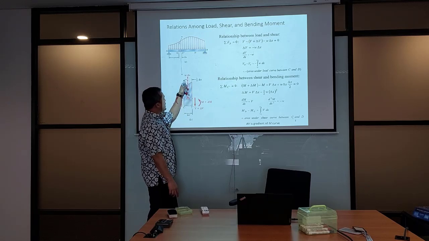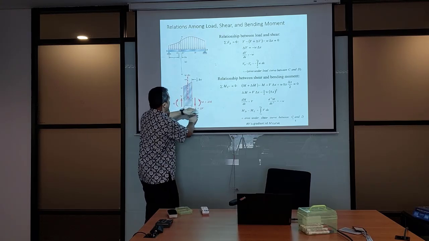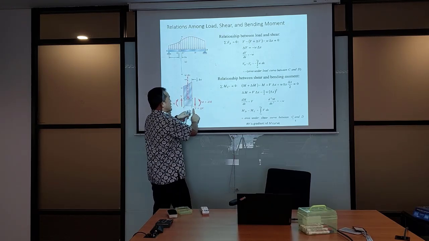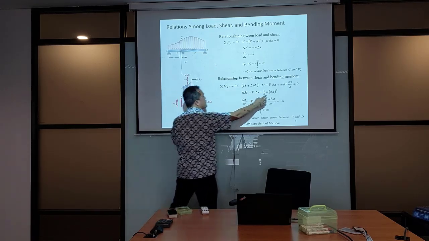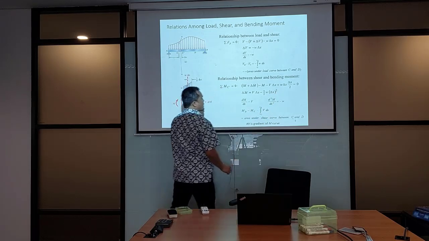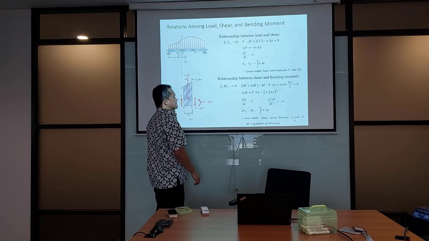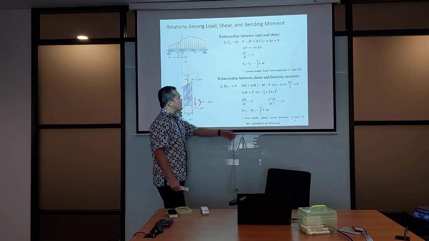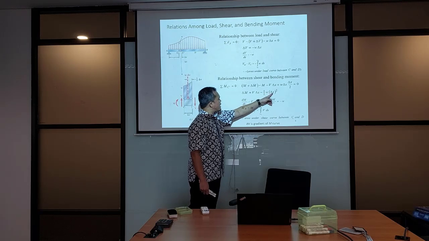The W delta X is going downward, making from C prime a counterclockwise movement, and it has a distance of half delta X to C prime. Therefore, you can get this plus moment. You combine everything, you can get this: delta M is equal to V delta X minus half W delta X squared.